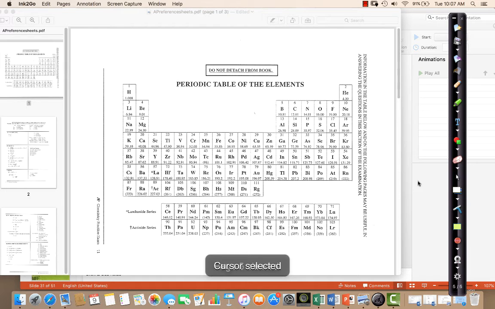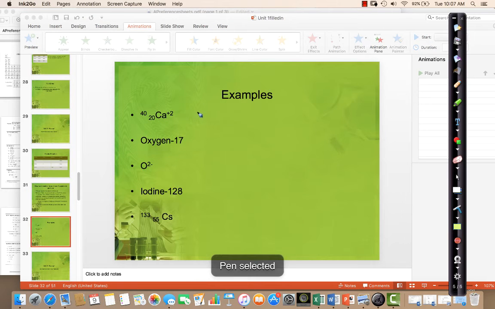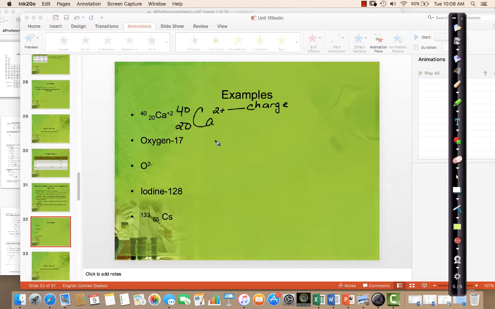Okay, so let's do a few examples that are in your notes. Okay, so you're going to see symbols written out different ways. So this way, you look at this number. So let me rewrite it so it looks a little bit better. Okay, so the numbers mean different things. This is the charge. So if it's on the right-hand side, that's going to be the charge.